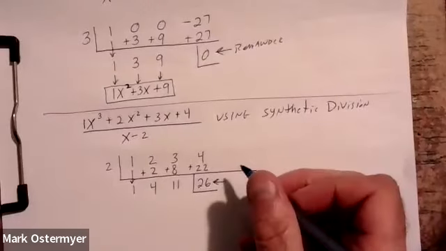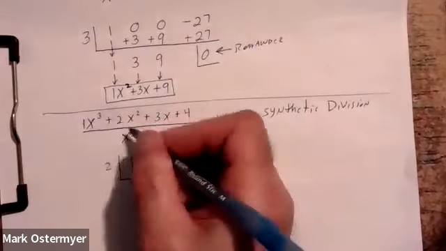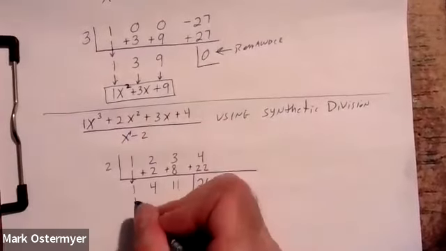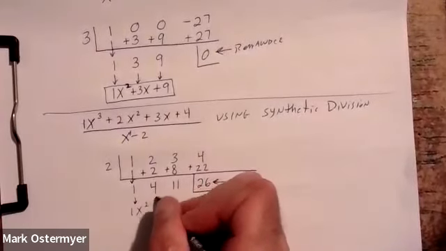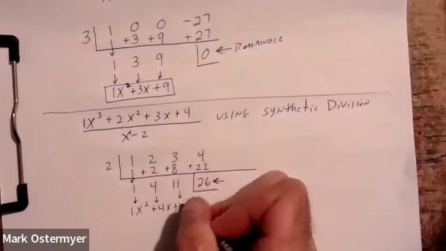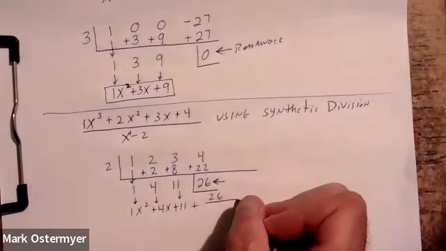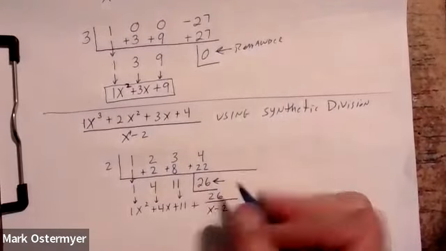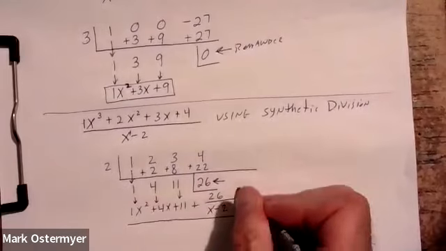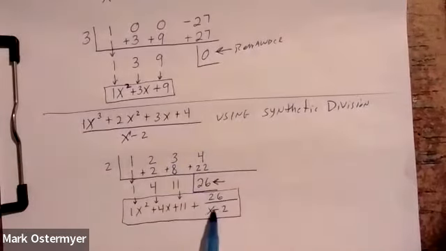This is your remainder. So my quotient is going to be of degree 3 minus 1 or second degree. So 1x squared plus 4x plus 11 plus 26 is my remainder over my divisor. Done. This is your answer. This is your quotient. It's so much quicker than long polynomial division. It's called synthetic division.